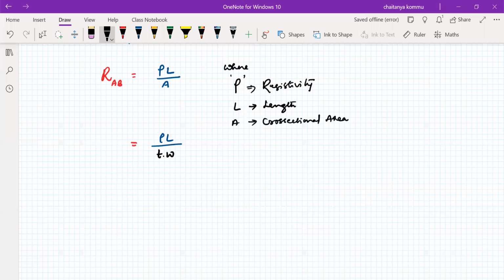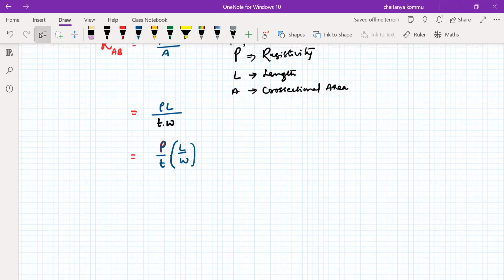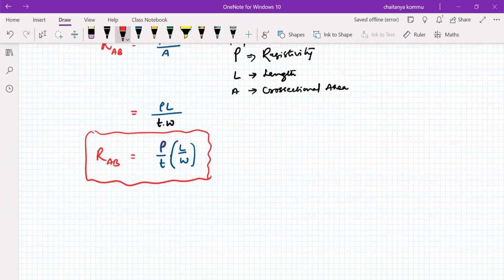L by W is actually a physical quantity. The length and width are in the designer's hand, whoever designs the material, but rho and T will be fixed for that material. Okay, so this is how we have to calculate RAB, the resistance offered by this particular material.